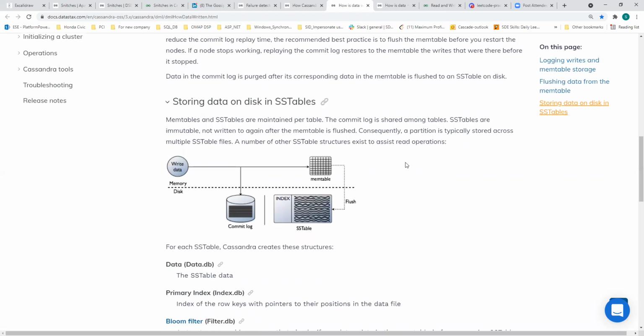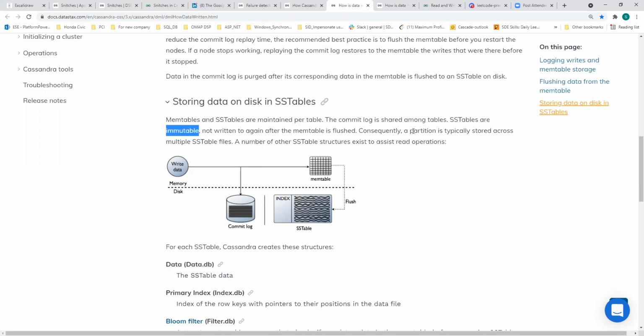Okay, so mem tables, as I said, now how storing data on a disk in SS tables. Mem tables and SS tables are maintained per table, and SS tables are immutable, so they are not written again after the mem table is flushed. That is obvious, right? It's immutable, and consequently, a partition is typically stored across multiple SS table files.